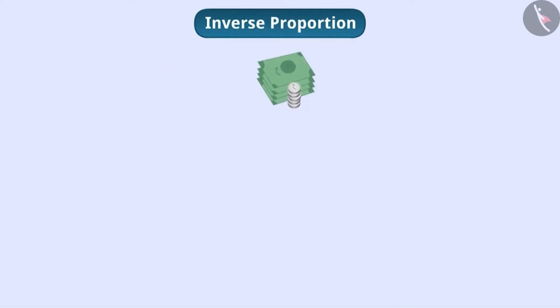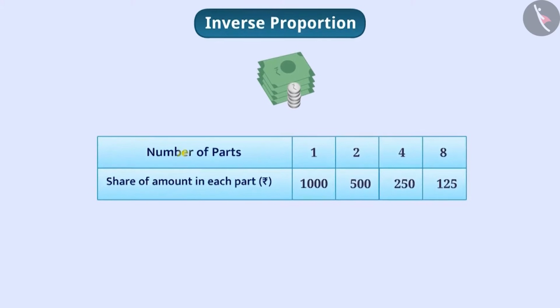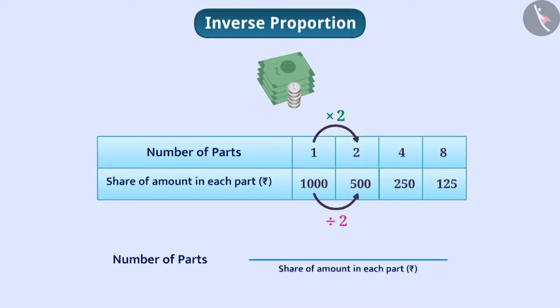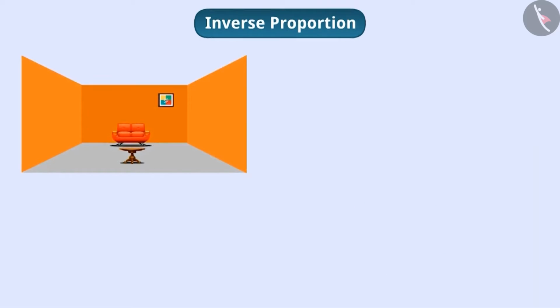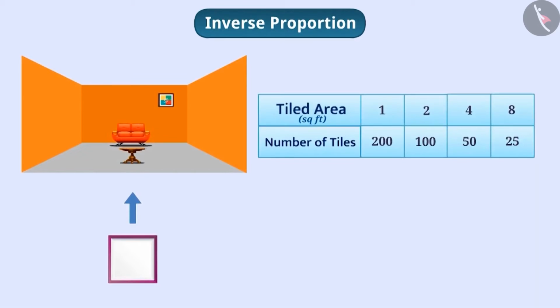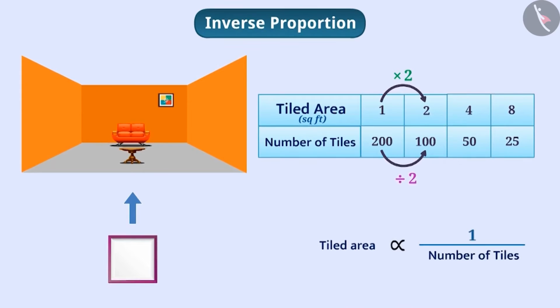If a certain amount of money is to be divided, there will be a proportionate decrease in the amount of money in each part with the increase in the number of parts. In this way, the number of parts and the amount in each part will be inversely proportional. If square tiles are to be installed in a certain area, there will be a proportionate decrease in the number of tiles with an increase in the area of tiles. In this way, the area of tiles and the number of tiles will be inversely proportional.